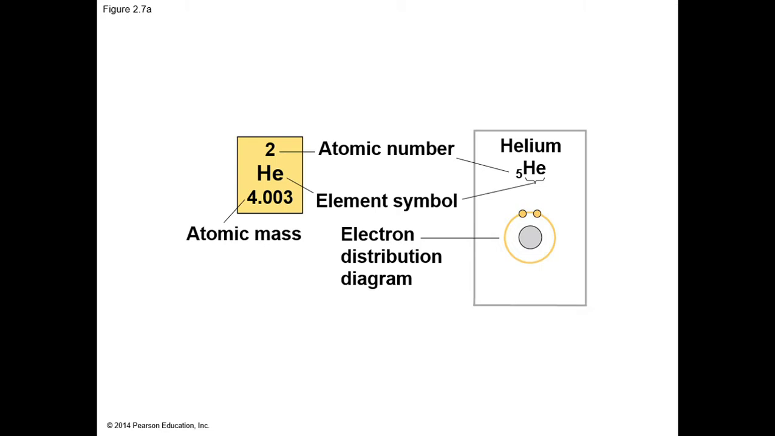Okay, so if you're looking for where this information is, you can find it in the periodic table. And therefore, you can use that information in the periodic table to have a picture for yourself of what this atom looks like.